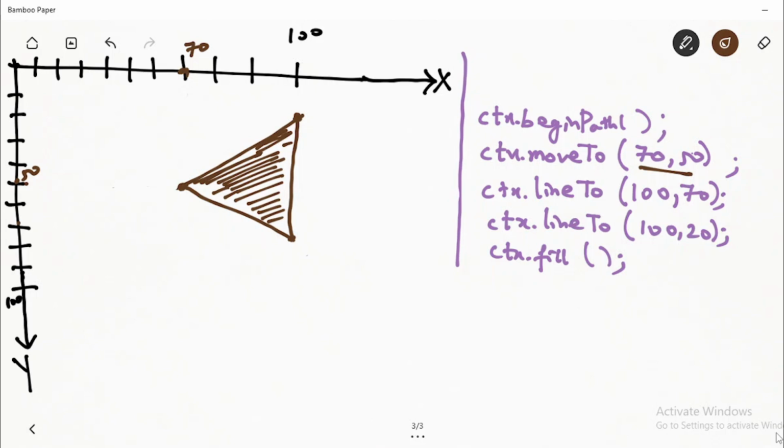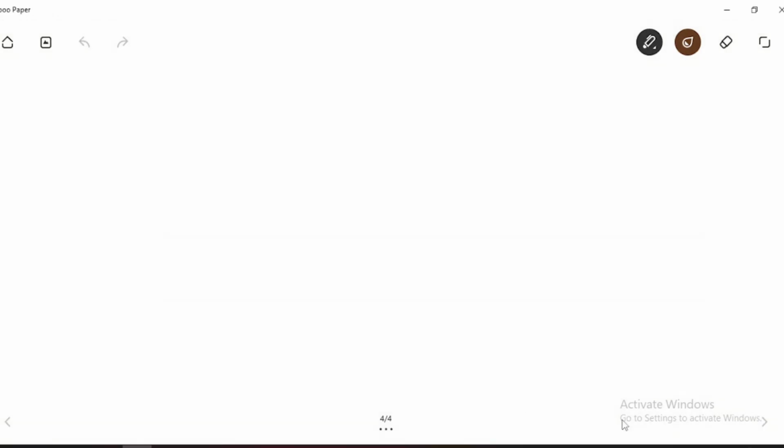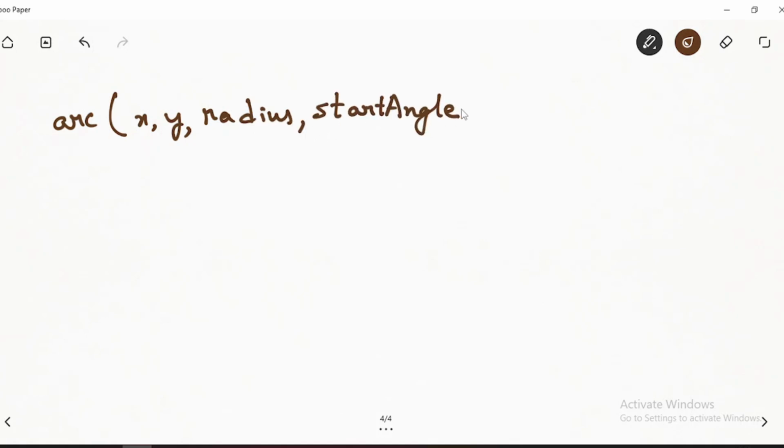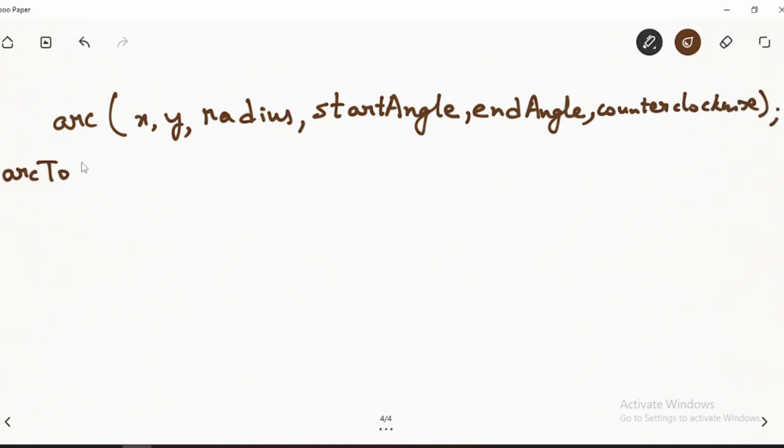Okay, now next is the arc method. The arc method is normally for drawing arcs or circles. So its parameters will be x and y, the initial position, followed by the radius and the start angle, then the end angle, and the direction of drawing the arc. So it's either counterclockwise or clockwise. Normally clockwise is our default one, but here we have taken counterclockwise.